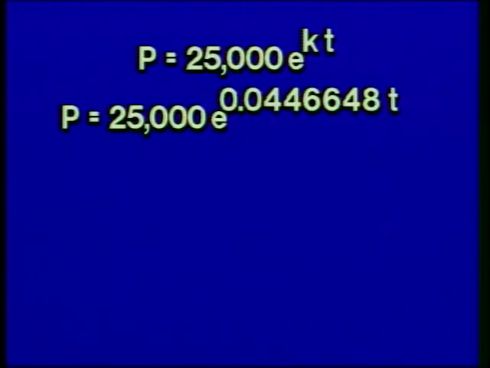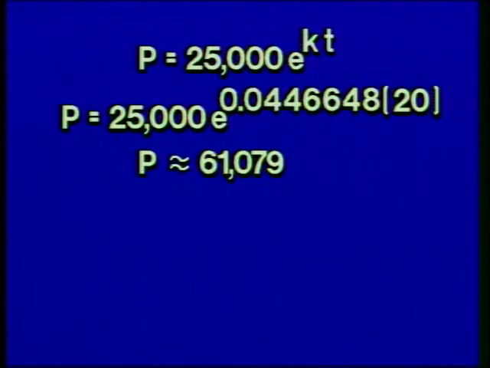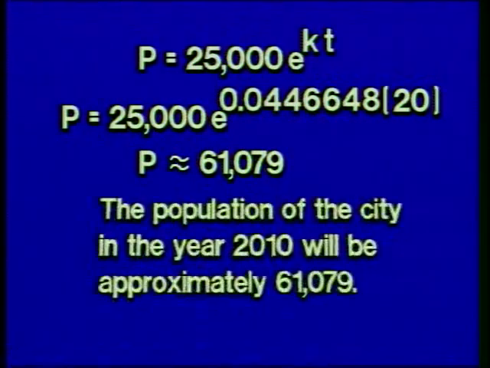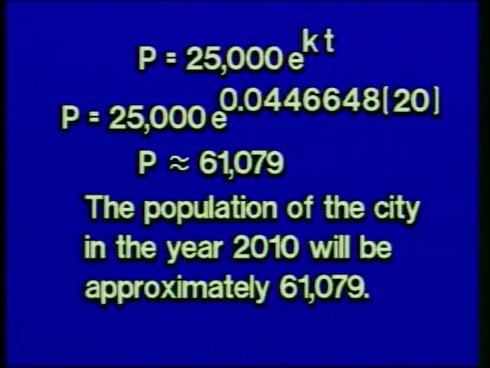In our problem, we're asked to find the population in the year 2010. So what we'll do is replace t with the amount of time that has elapsed between the year 1990, our basis year, and the year 2010. Well, that's 20 years. So let's replace t with 20. Now it's a calculator problem, and we simply multiply 20 times the long decimal, raise e to that power, multiply by 25,000. We find p to be approximately 61,079. So we can write our answer. The population of the city in the year 2010 will be approximately 61,079.